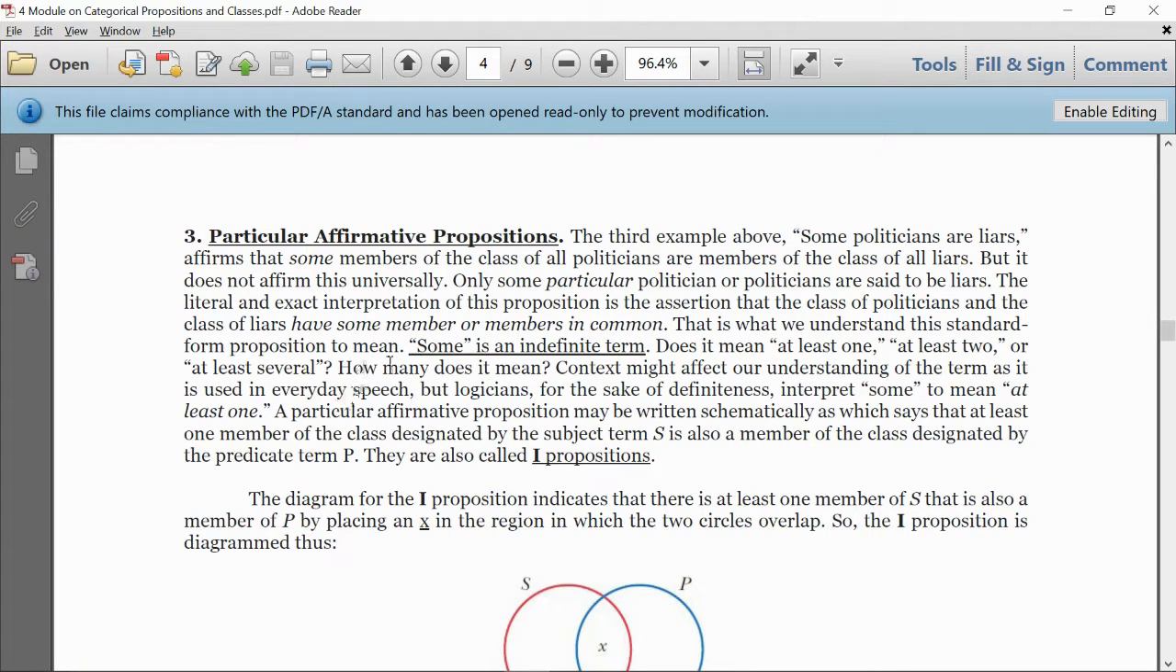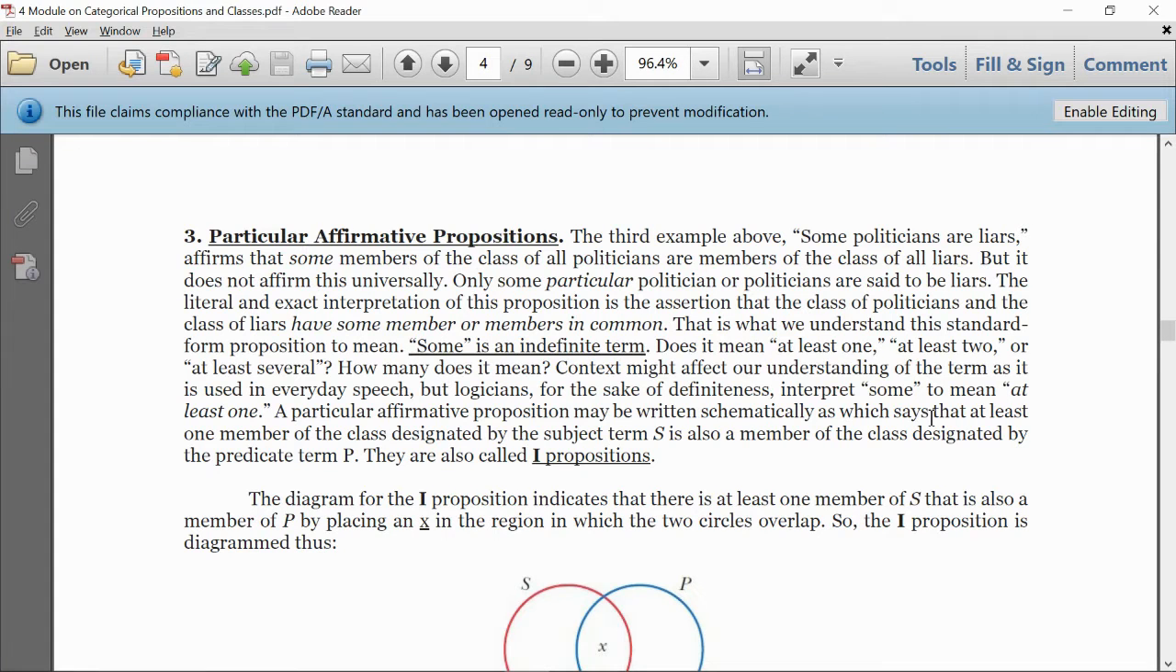So context might affect our understanding of the term as it is used in everyday speech, but logicians, for the sake of definiteness, interpret some to mean at least one, or at least two, or more, but definitely not all. So a particular affirmative proposition may be written schematically as which says that at least one member of the class designated by the subject term S is also a member of the class designated by the predicate term P.